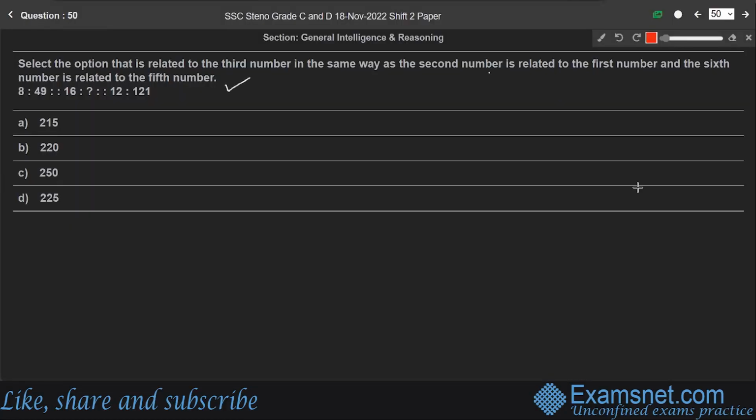Question number 50. Select the option that is related to the third number in the same way as the second number is related to the first number and the sixth number is related to the fifth number. Here, the first two numbers are 8 and 49. 8 is related to 49, where 49 is nothing but the square of 7, and 7 squared is (8 minus 1) the whole square.